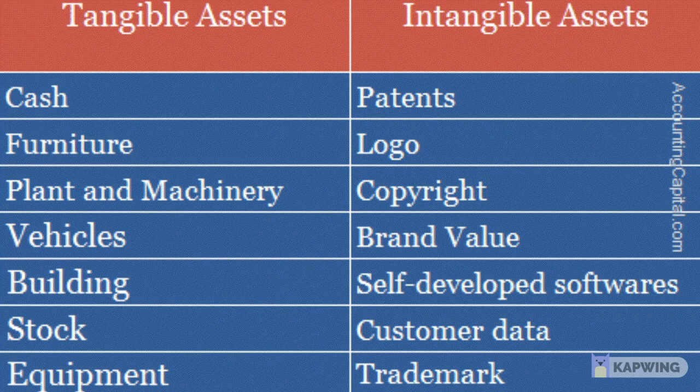2. Intangible assets. Intangible assets are assets that lack physical existence. Examples of intangible assets include goodwill, patents.